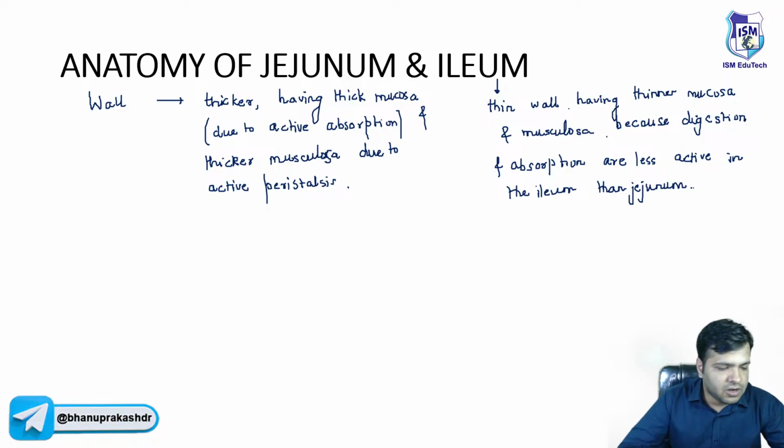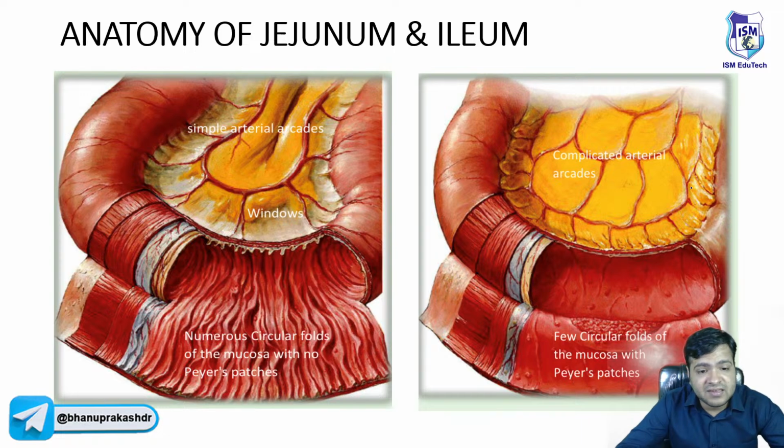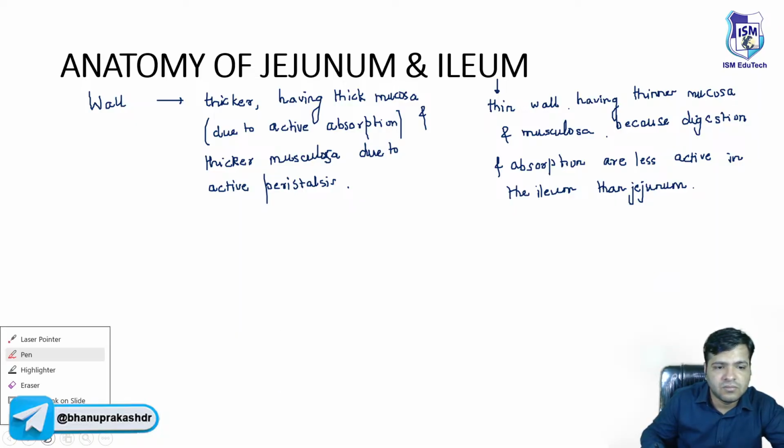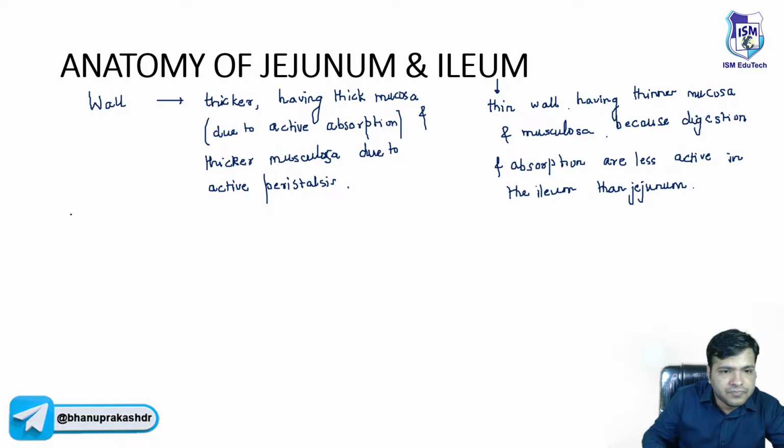Okay. Now you can see the wall is having circular folds also. So I will just talk about these circular folds in the next point. So we have the permanent circular folds.